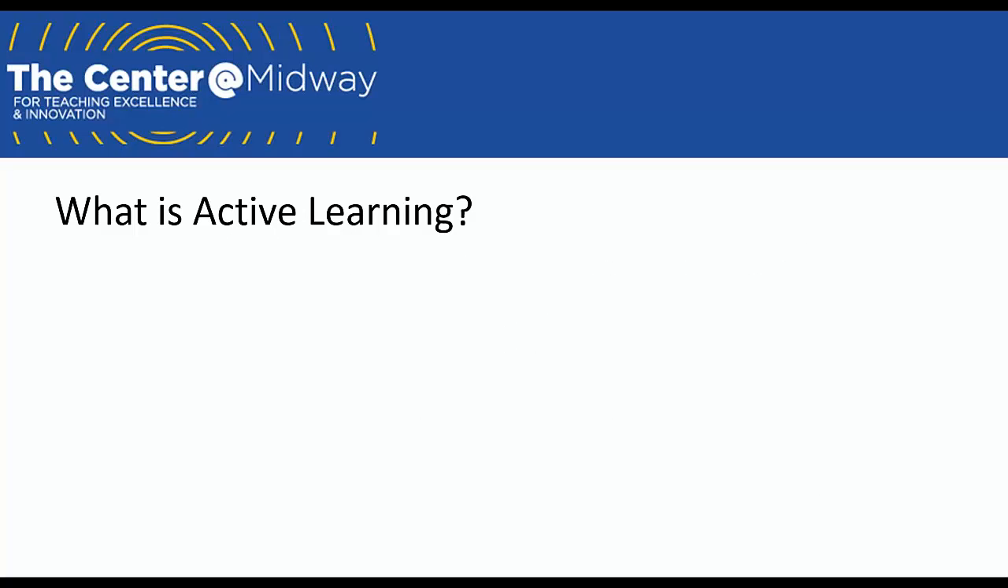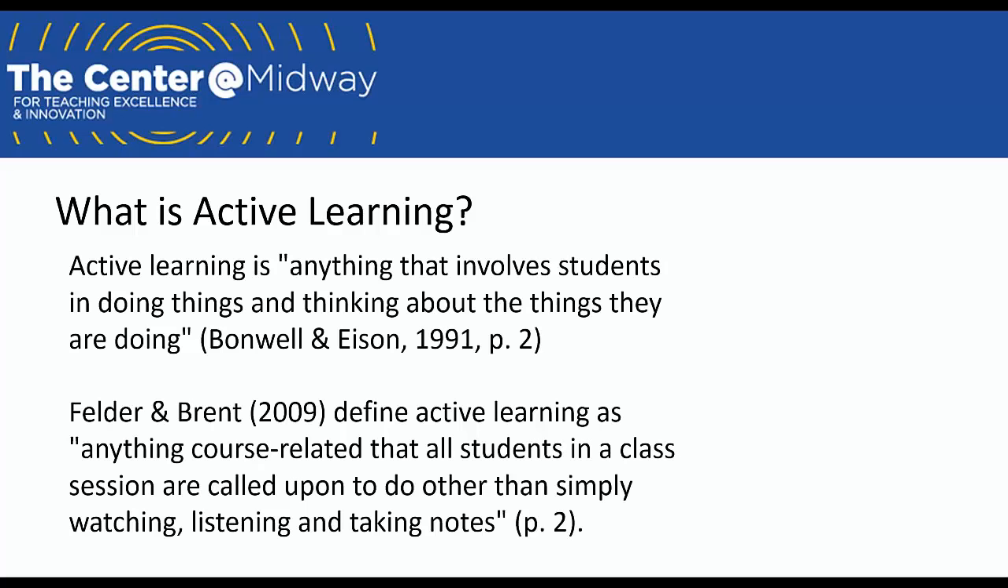We'll start out with the question, what is active learning? Just to make sure that we've defined our terms and that we're all on the same page. Active learning, according to Bonwell and Eison, is anything that involves students in doing things and thinking about the things that they are doing. Or, according to Felder and Brent, anything course-related that all students in a class session are called upon to do other than simply watching, listening, and taking notes. So, in other words, anything in a face-to-face class that a student would be doing other than watching the professor give a lecture.